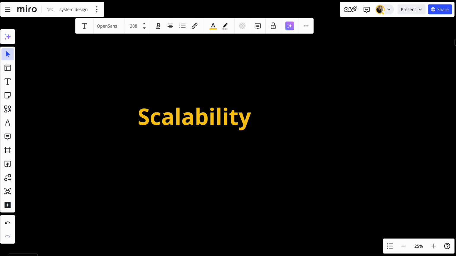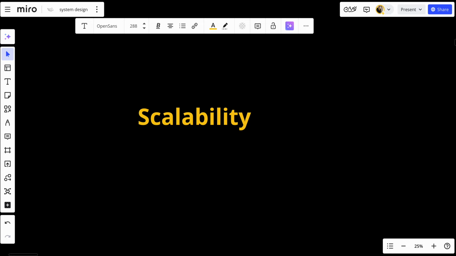Second, scalability. SQL databases typically scale vertically, meaning you add more power, CPU, and RAM to a single server. NoSQL databases are designed to scale horizontally, allowing you to add more servers to handle increased load, which makes them well suited for handling massive volumes of data.